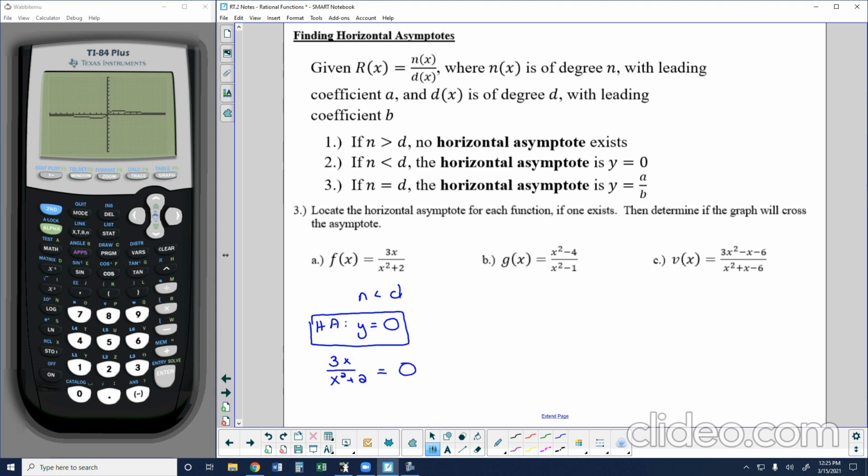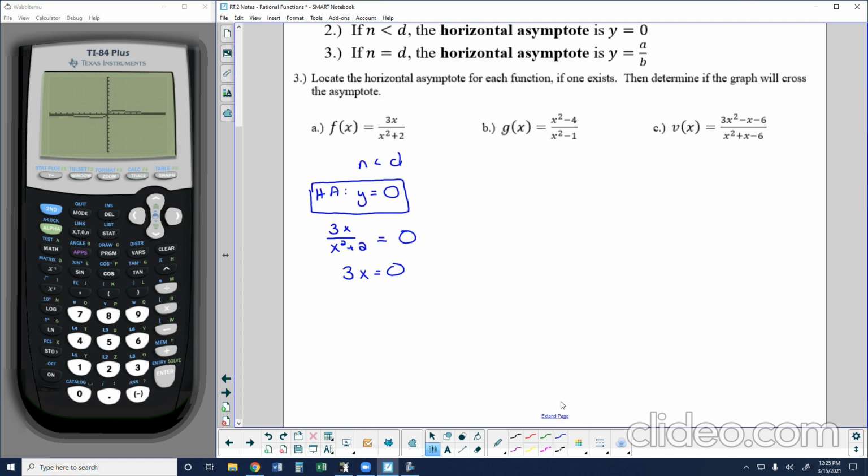In this case, I would solve the equation by multiplying both sides by x squared plus 2, and that would give me 3x equals 0. Then I can simplify by dividing by 3, so x equals 0. So the graph will cross at an x value of 0 and a y value of 0.